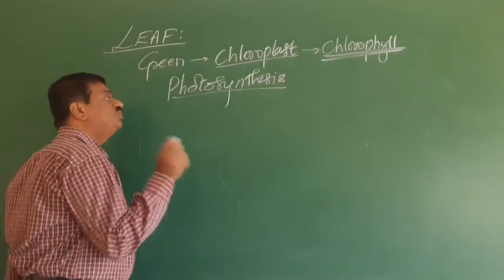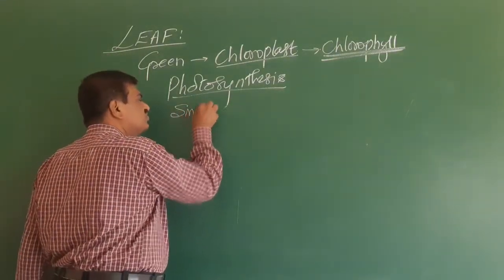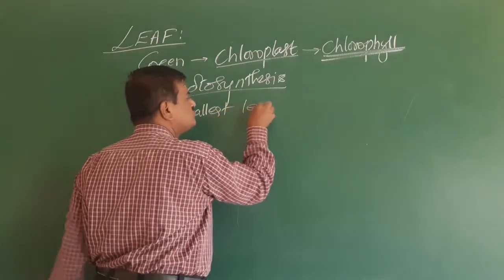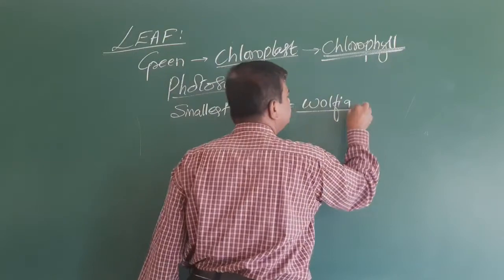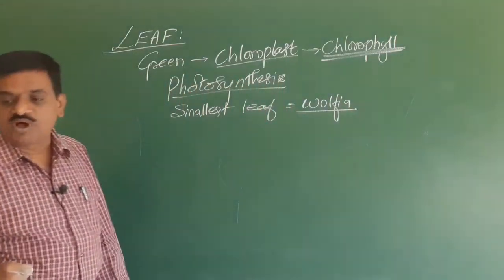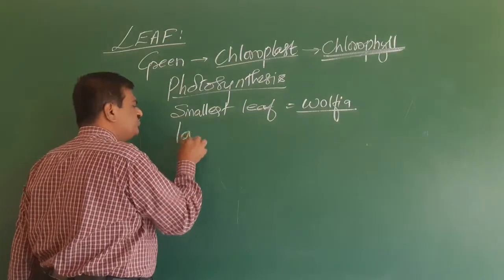Now in angiosperms, the smallest leaf is that of Wolffia. So this is called the smallest leaf, and there is also a presence of the largest leaf.